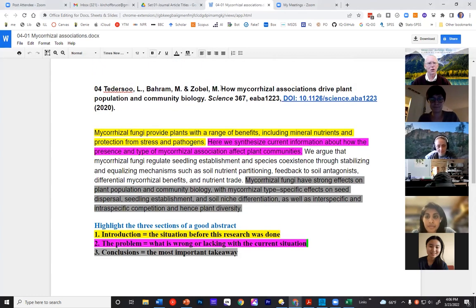I don't like the title of this one quite as well, but it's partly because it's a general paper that summarizes lots of other research. And so they say how mycorrhizal associations drive plant population and community biology. They don't tell you in the title how they do it, but it's probably more complex than they can say in a title. So you realize that sometimes you have to bend the rules when you're doing certain kinds of papers. I think it's still a good touchstone then, try to make the title as specific as you can. And if you just can't do it, you can't do it. You do what you can.